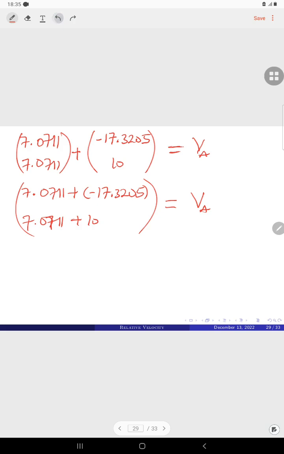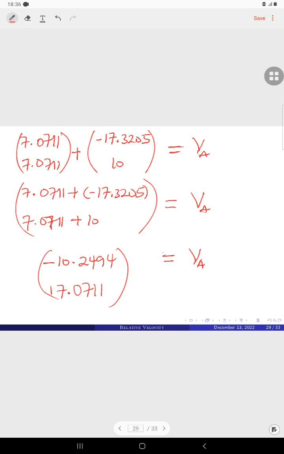So VA becomes what? What do you get eventually? By simplification, you get negative 10.2494. Then this gives 17.0711. Good. So we are almost done.